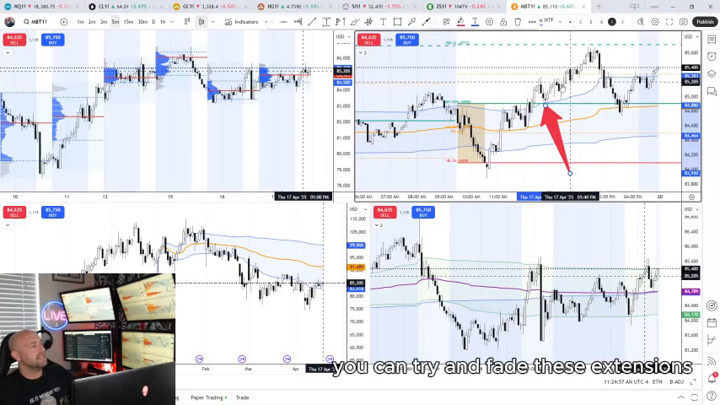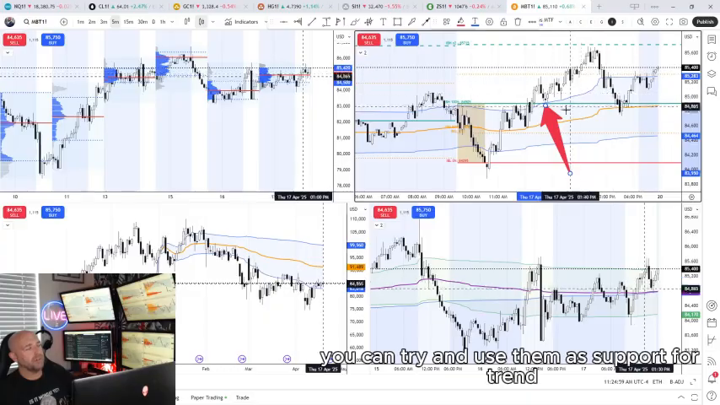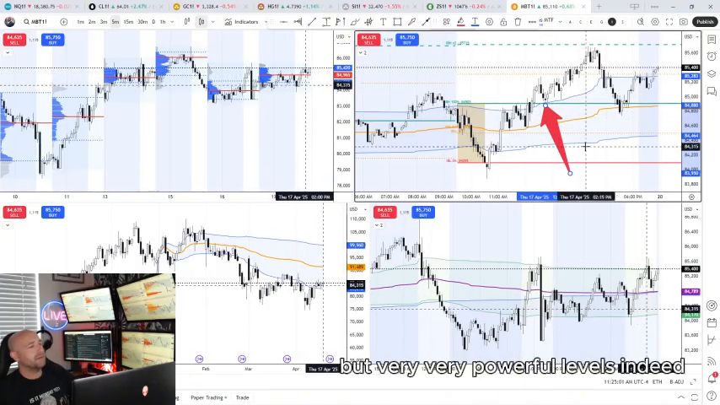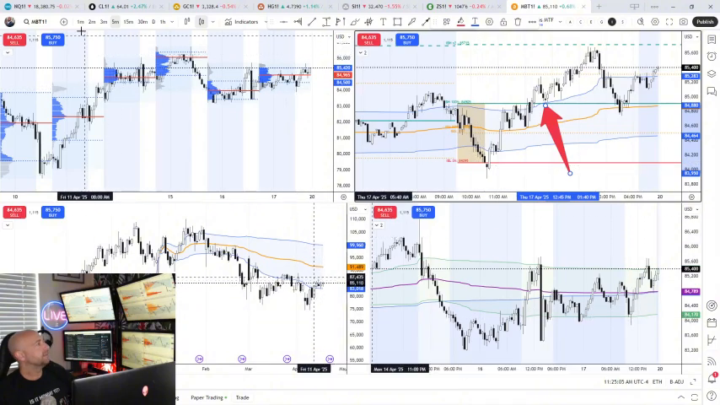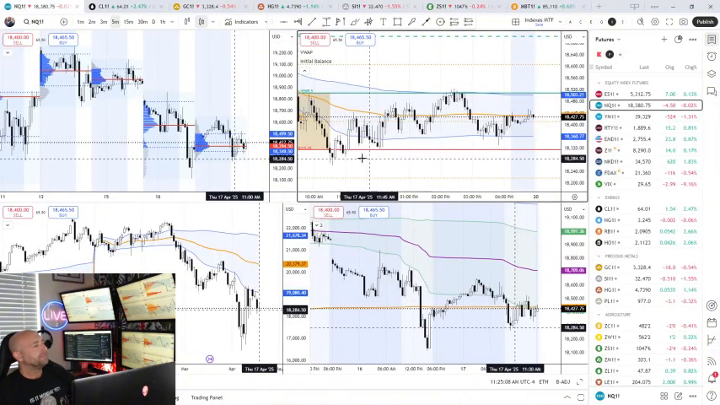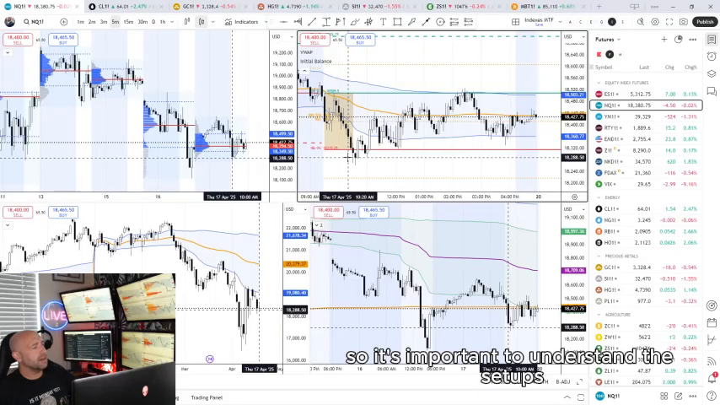You can try and fade these extensions, or you can try and use them as support for trend continuation, but very, very powerful levels indeed. So it's important to understand the setups.